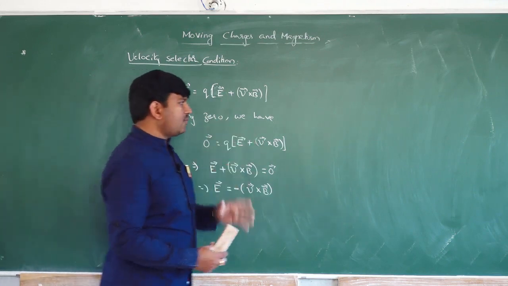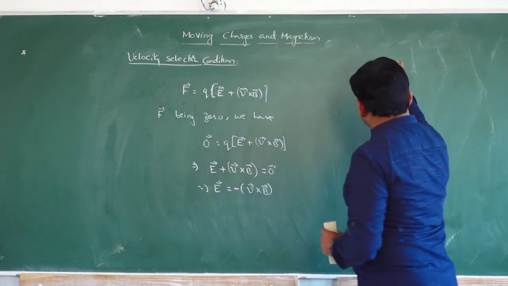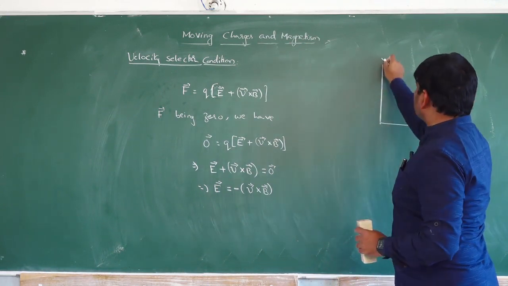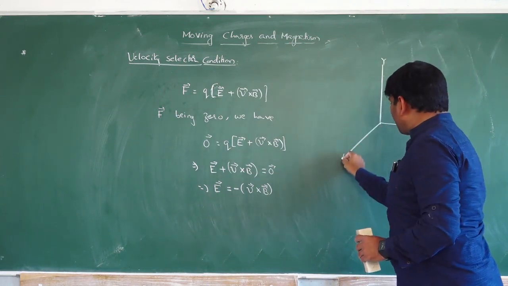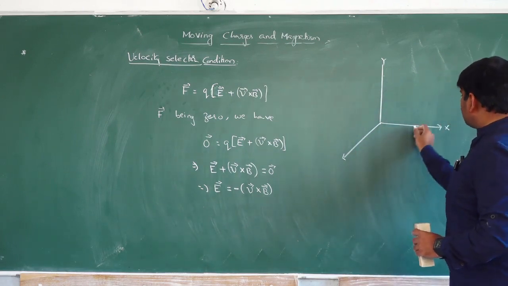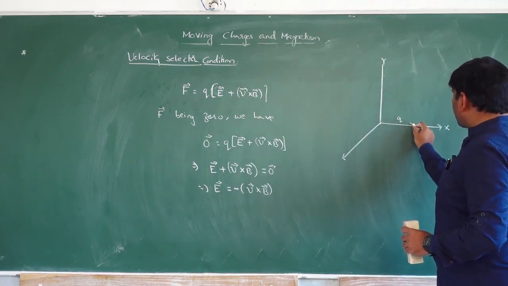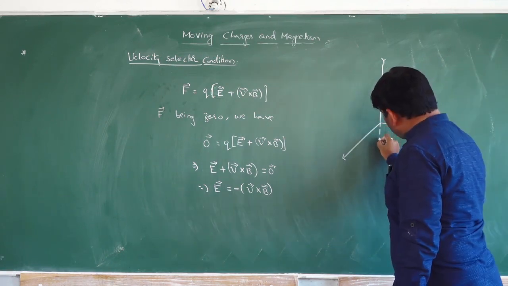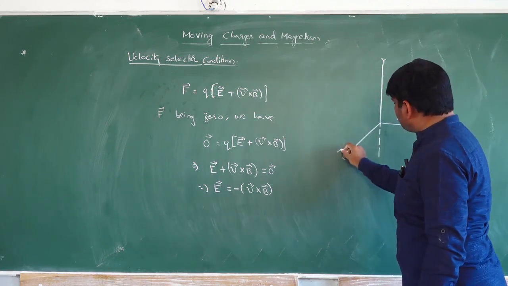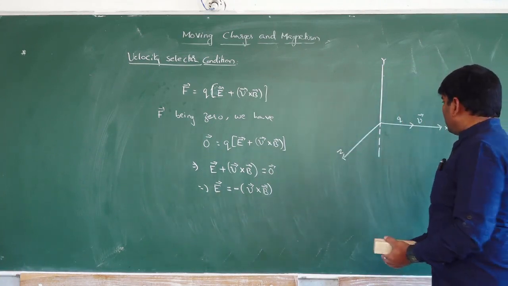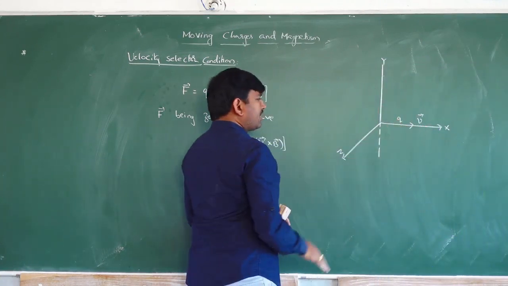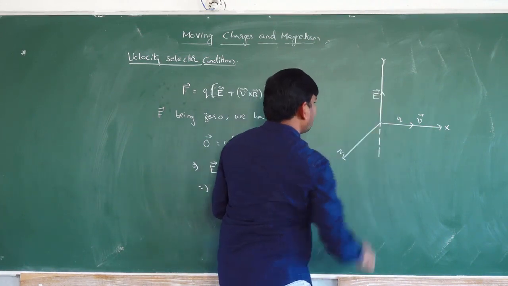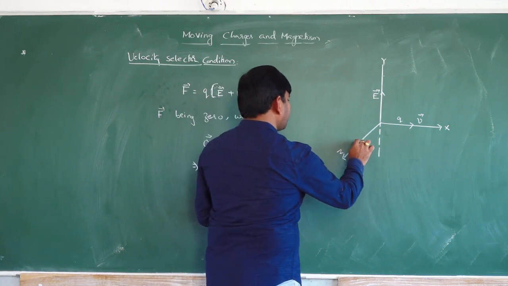For that, I will give you one graphical explanation here. Let me choose, this is x axis, this is y axis and this is z axis. Let us consider a charge q is moving in this direction with velocity v bar. So, now I am extending it like this, this is the y axis and this is the z axis. So, this is v bar. Now, let me take this as E bar and this is B bar.